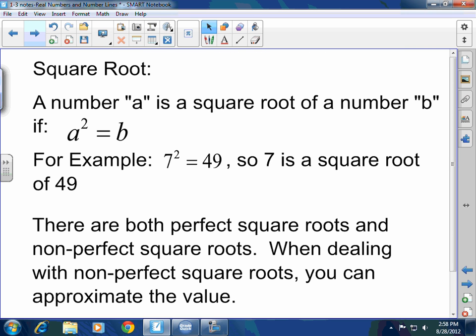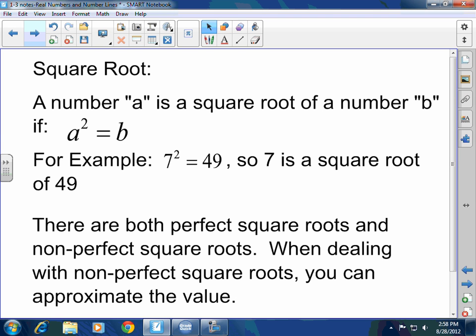Now, when we're talking about rational numbers and irrational numbers, square roots came up. And for square roots, we really got to understand what this means. A number a is a square root of b if a squared equals b. So for example, 7 squared equals 49. So 7 is a square root of 49.